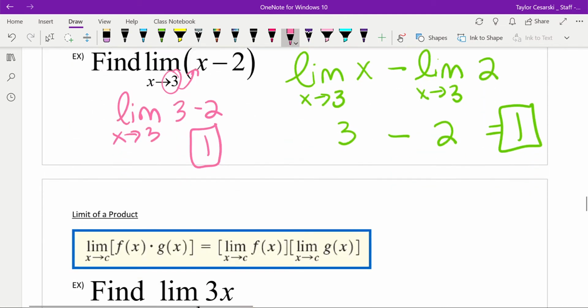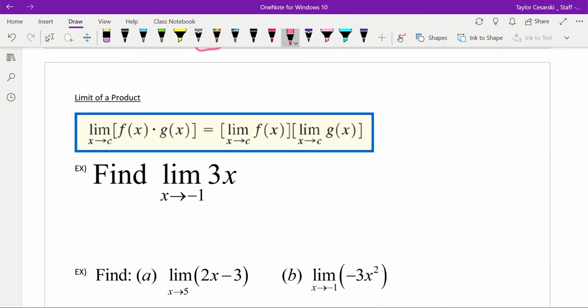It works the same with multiplication: if you multiply two limits, it's going to break down into the two limits multiplied. But again, we recognize that we don't really have to do all that work. We can just plug it in.